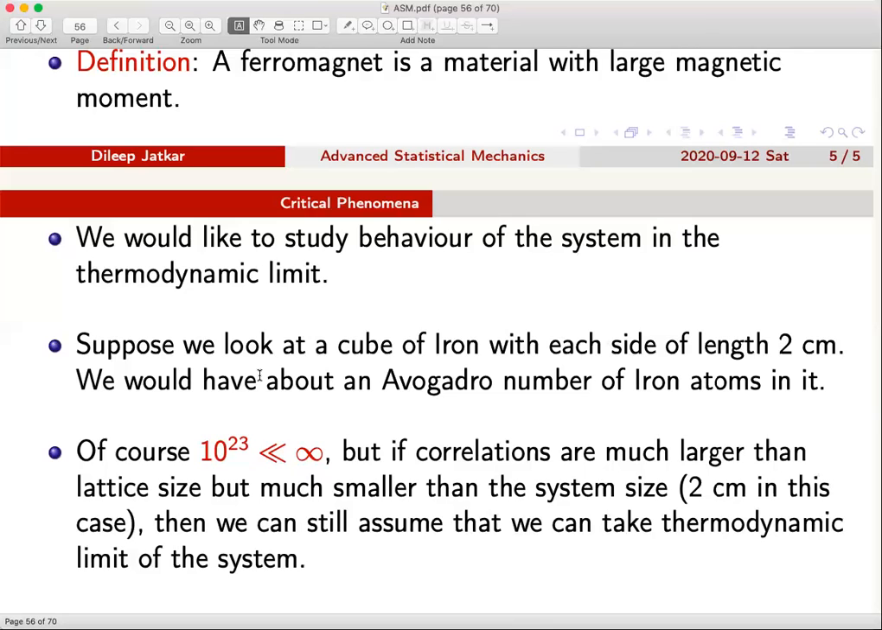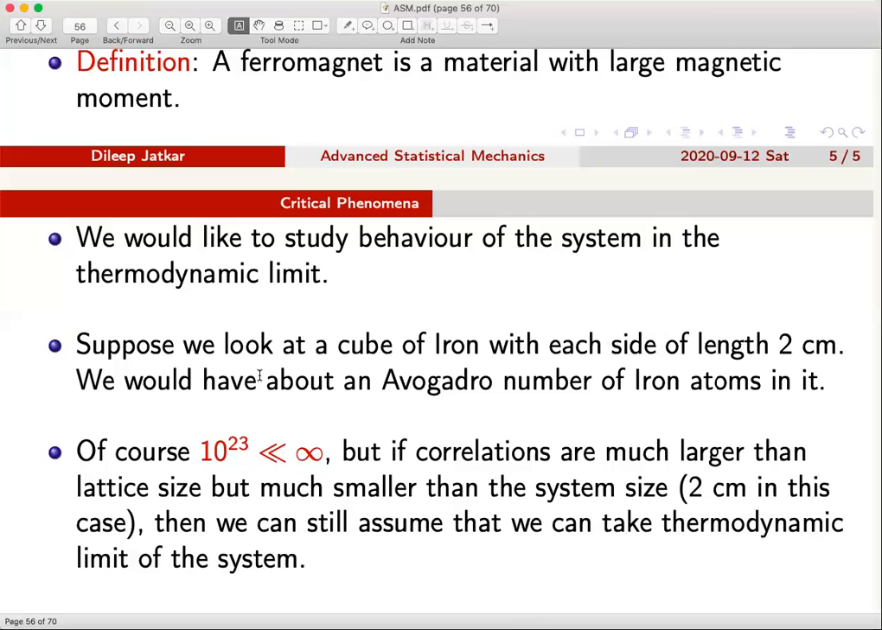But if you're thinking of correlations of the order of, say, micrometers, or tens of micrometers, then 10 micrometers is about 5 orders of magnitude compared to the angstrom. 10 micrometers is 10 to the minus 5 meters, and an angstrom is about 10 to the minus 10 meters. So a correlation of the order of 10 micrometers is small with respect to the original system, which is 2 centimeters, about 3-4 orders of magnitude smaller. But it is about 5 orders of magnitude larger than the lattice size.